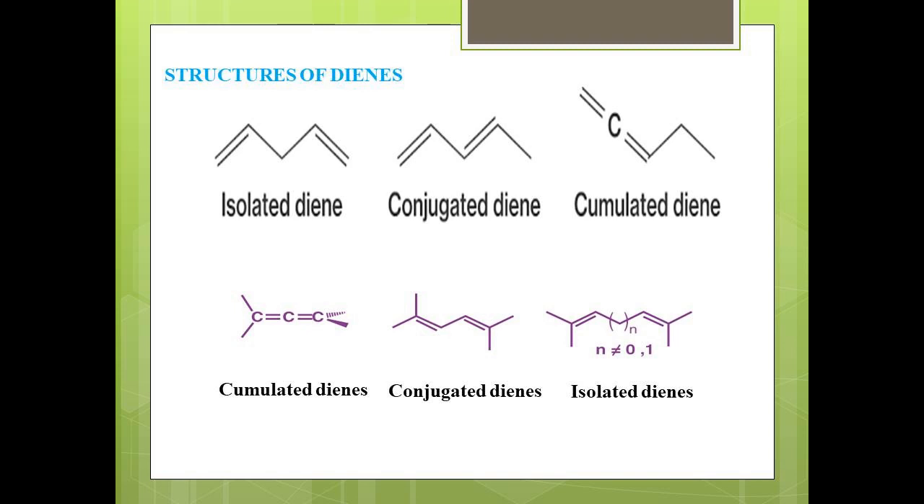Next, conjugated dienes: the double bonds are present alternately, with a single bond in the center. Cumulative dienes: the double bonds occur simultaneously, next to each other, in a carbon chain. So this is the structure of the dienes.